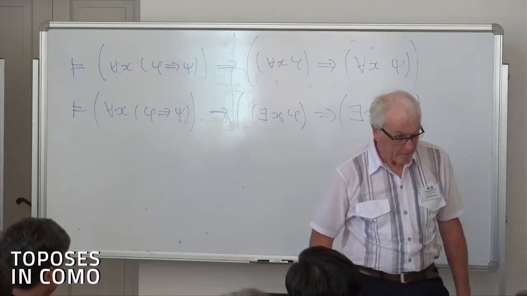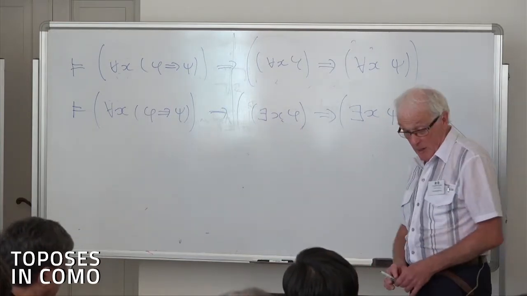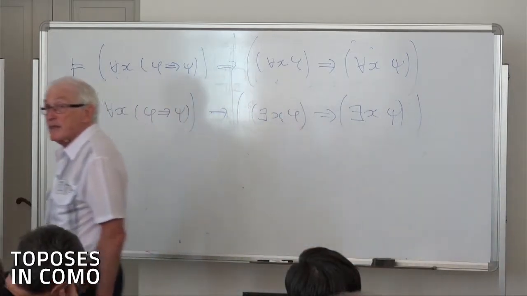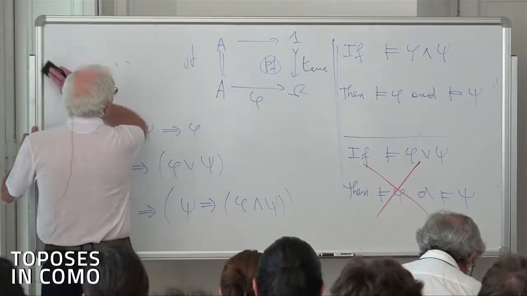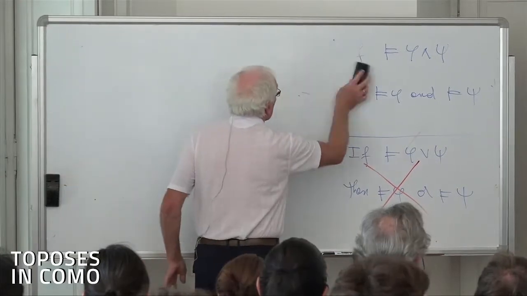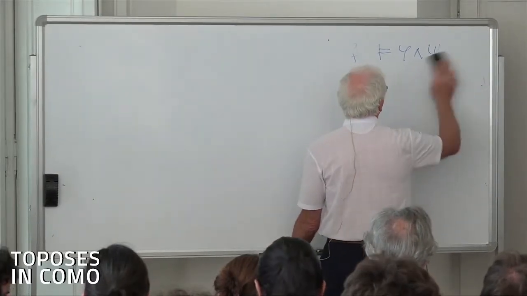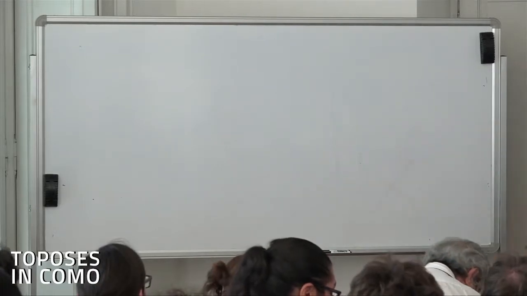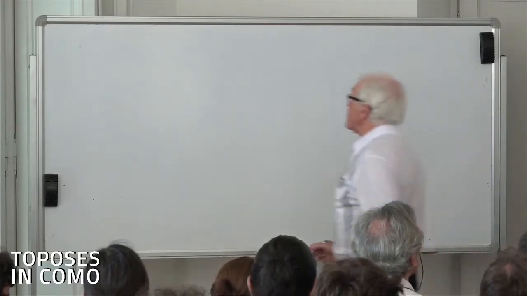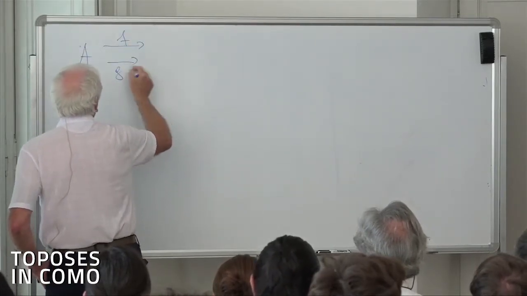But let me arrive at the last step. How can we use this internal logic in order to prove results in a topos? Well, let me, for example, take two arrows, F and G, from A to B.